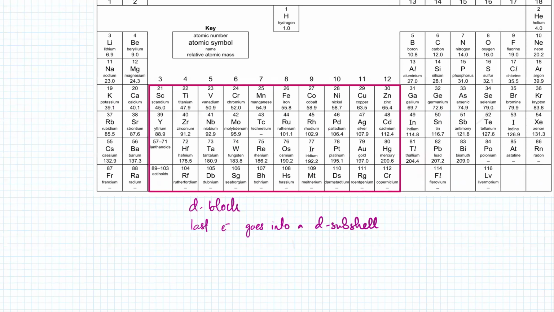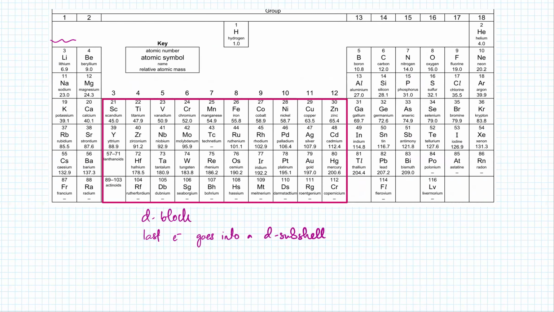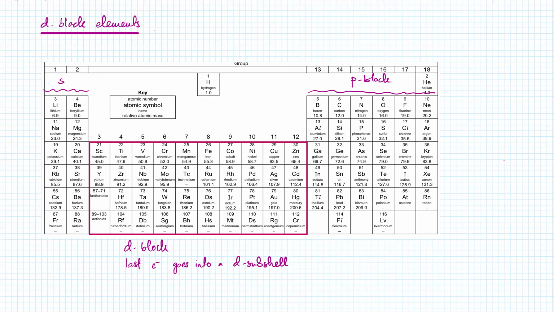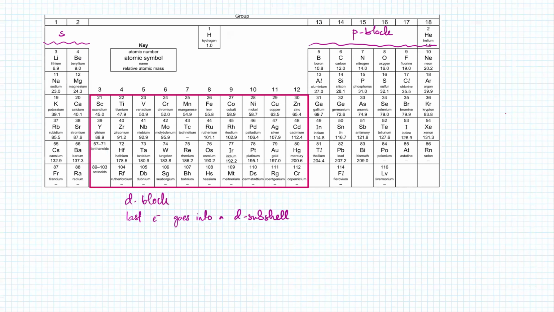So what were the other groups? This was your S block, and all of these, the other ones, up till group 8, were known as your P block. So remember, technically, this is not transition metals. This is D block elements. So the last electron goes into the D subshell.